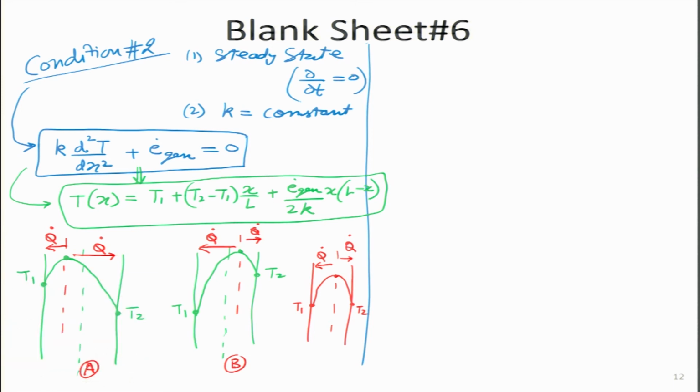Now, let me try to ask an interesting question. What happens in this condition number 2 when E dot gen is actually a negative number?